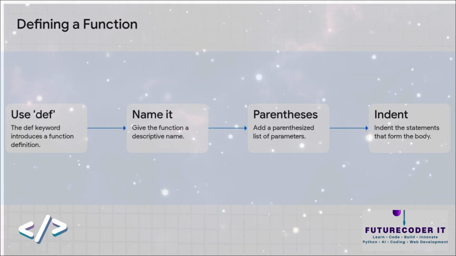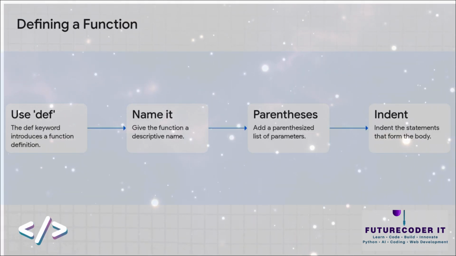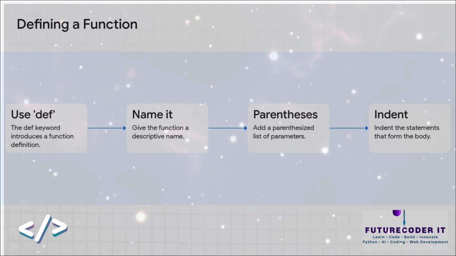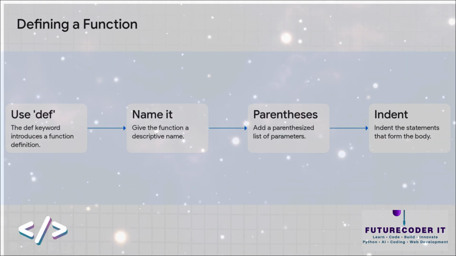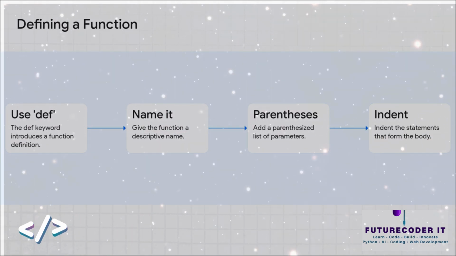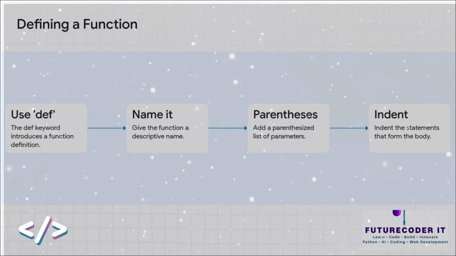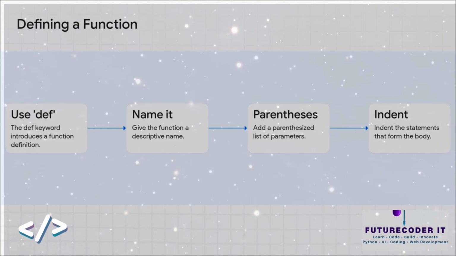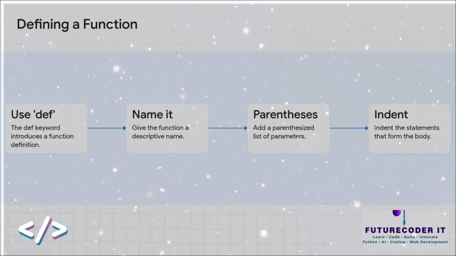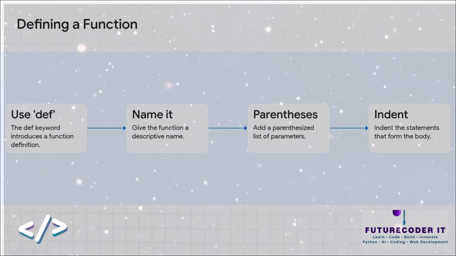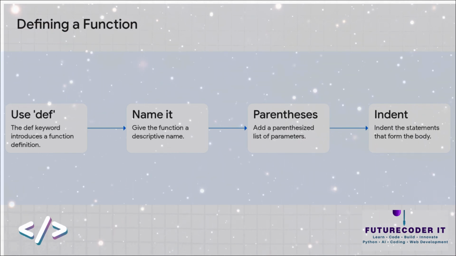Okay, time for the practical phase. Let's construct one of these reusable tools from scratch. There are 4 really simple syntax steps here. First, use the keyword def. That is just Python's way of saying, hey, I'm defining a new tool here. Second, give your function a descriptive name. Make it obvious what it does.